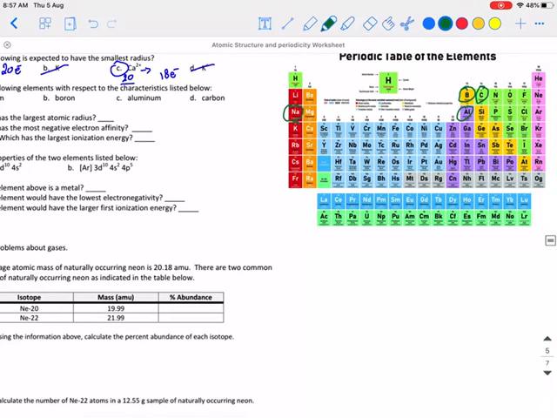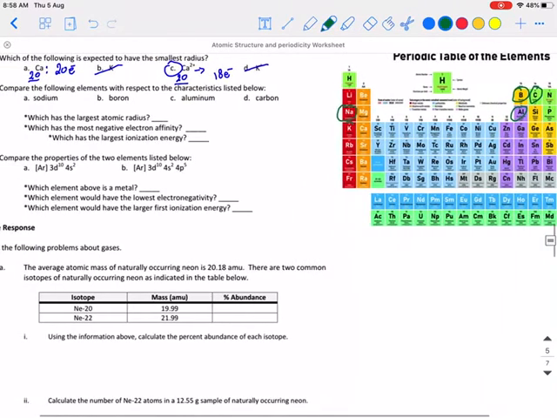As we said, going down the group, radius increases, while across the period it decreases. So this leaves me with option A, which is sodium.